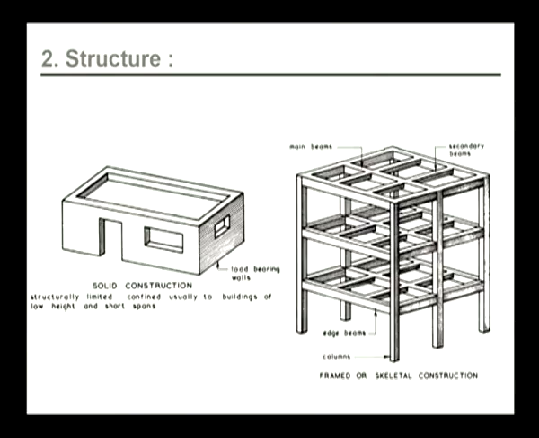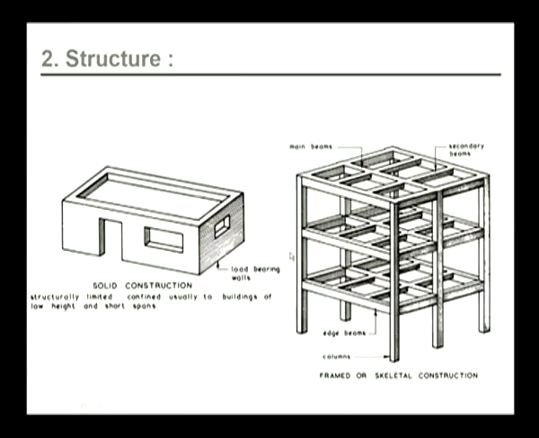Now the classification of structure can also be termed in the types of construction. Here I bring to you an example of solid construction and a framed or skeletal construction. In solid construction, the load of the roof is transferred to the ground through load bearing walls. The solid construction is generally done in those areas where the buildings are confined to low height and very short spans, and this is a framed or skeletal construction.